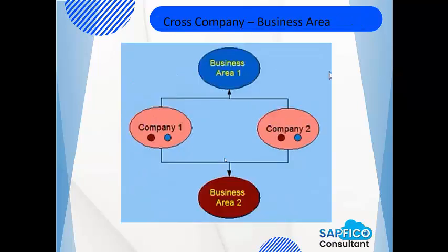So here is the cross-company code business area. We saw the earlier example when business area was one-to-one. Now here is the case where business area one is posting to both company one and company two. Business area two is posting to both company one and company two.